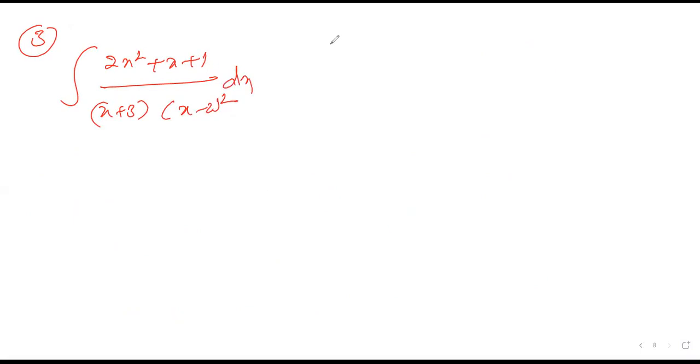What is the method it is following? Is it the first or second method? This is not the second method; it is still the first method only. The numerator has power 2 and the denominator has power 3. The numerator degree is less than the denominator degree, so it comes under method 1 only.